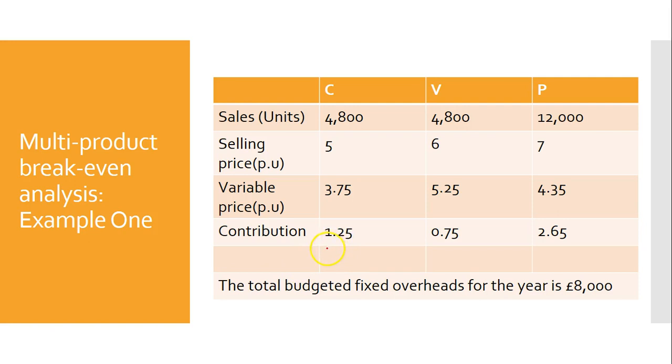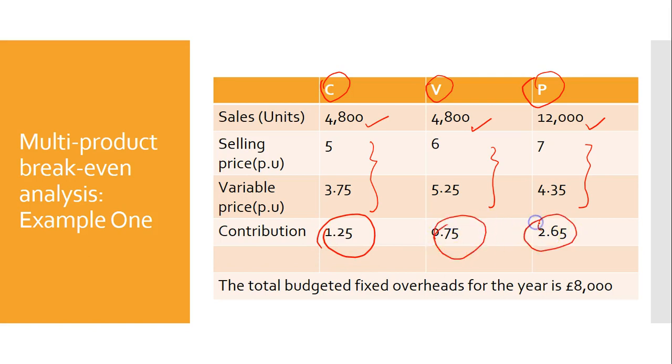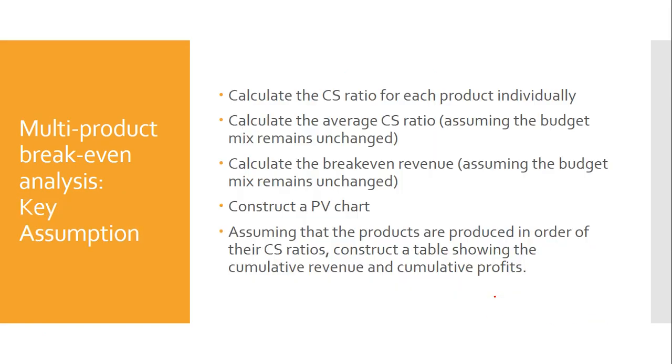So the first task we're going to do is look at this question here. We have this company that makes 3 different products, C, V, and P, and we have 4,800 units here, the same here, and 12,000 units here, and that's the selling price and the variable cost, and we have the contribution. So here we have the overheads. These are the tasks we're going to go through to tackle this question or this scenario here.